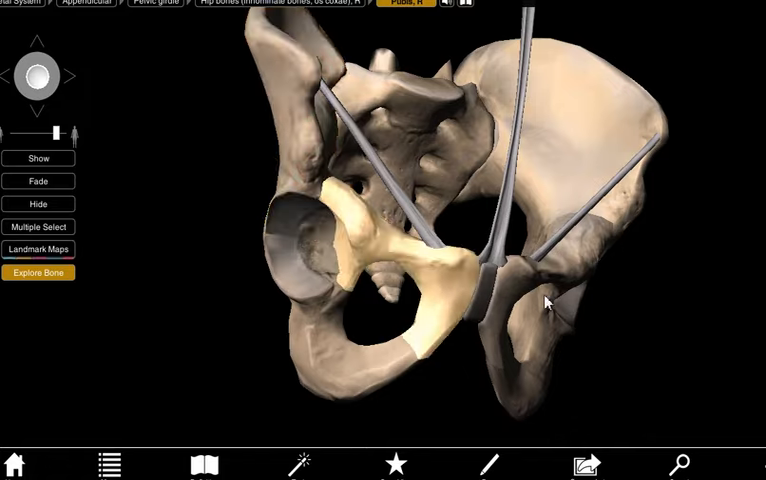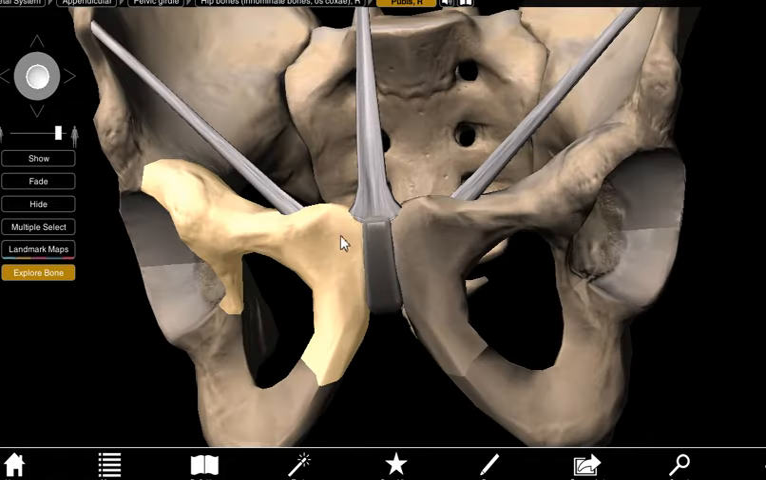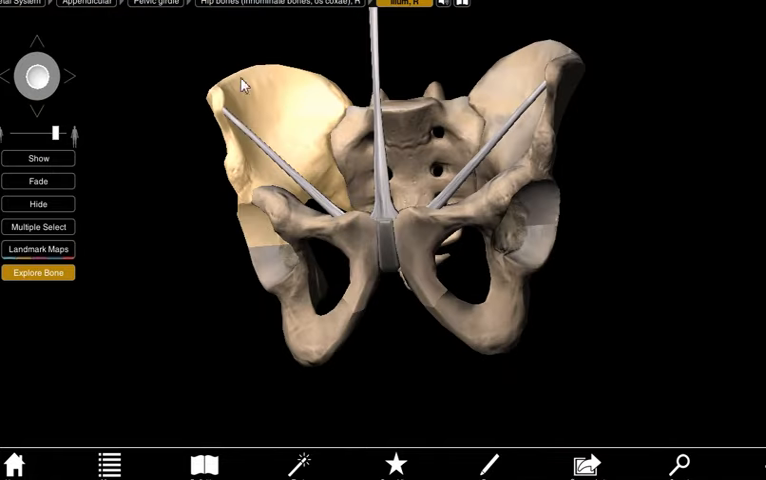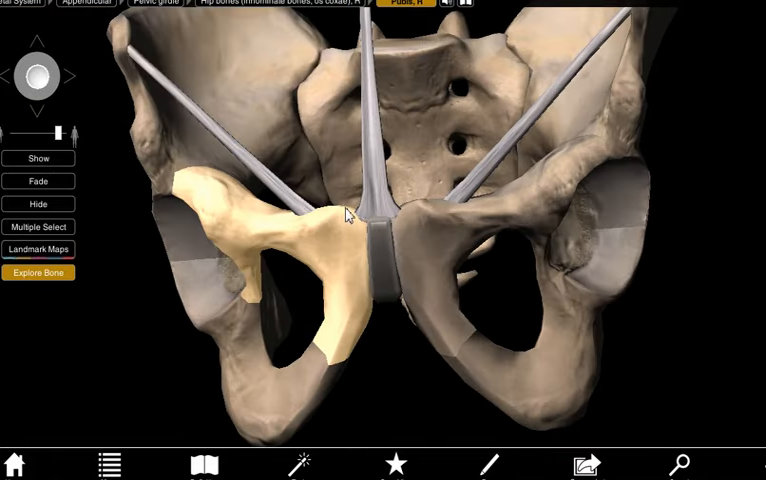This is the pubis. The pubis here has an upper end. We have the pubic tubercle. Between the pubic tubercle and the symphysis pubis, this part is called the pubic crest. So this is the iliac crest. This is the pubic crest, okay?